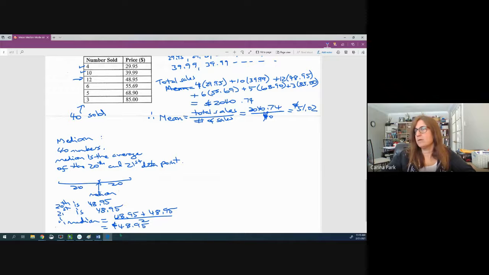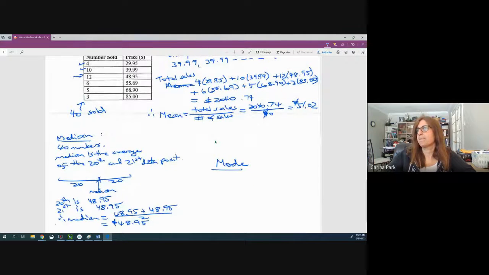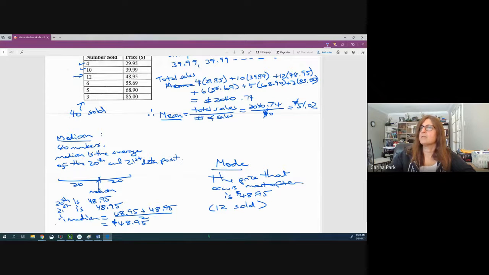And the last one to do is the mode. So let me just go up a little bit. Hold on. I'm going to underline median so we can see it. I will underline mean. Okay, and now the mode. So the mode is going to be the price that occurs most often, right? And you can see the price that occurs most often. This one's 4 times, 10 times, 12, 6, 5, and 3. So the one that occurs most often is the 12. So therefore, the price that occurs most often is $48.95. And you can tell because there were 12 sold, and that's the most.